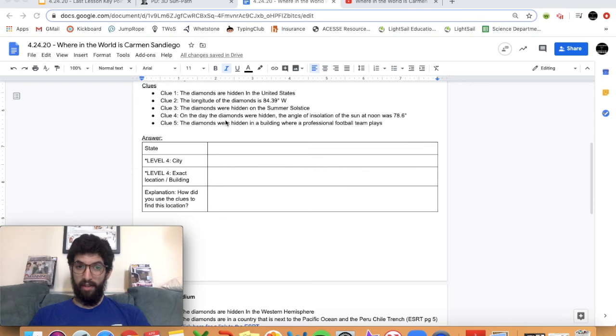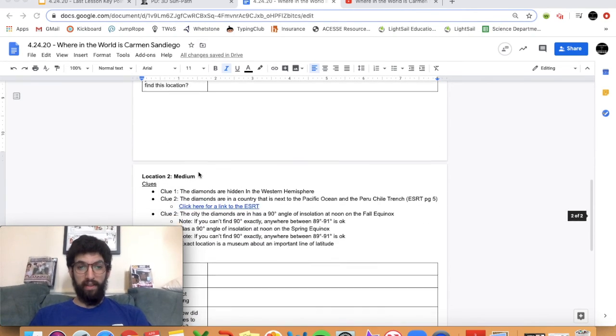The diamonds were hidden in a building where a professional football team plays. If you know what the city is, and you know you're looking for a stadium where a football team plays, if you look those up on Google, you should be able to find the exact building. Again, these are level 4, so if you're really lost on that, don't worry about it. But those of you who are good Google detectives, I bet you can figure it out.